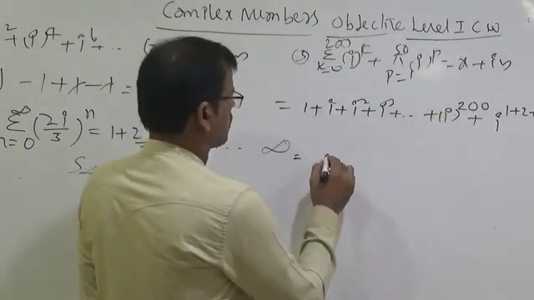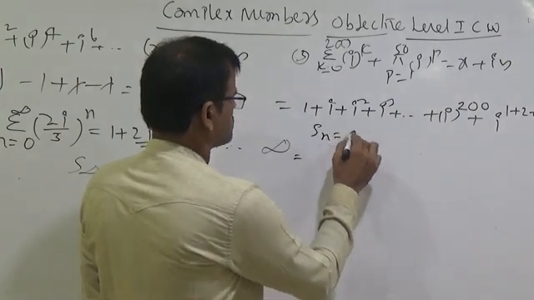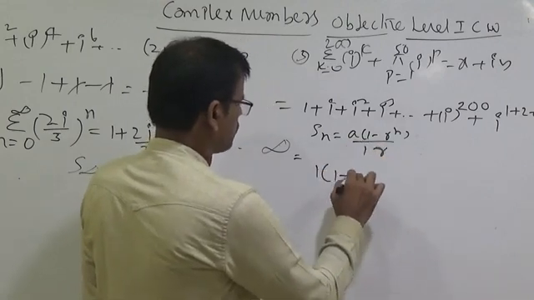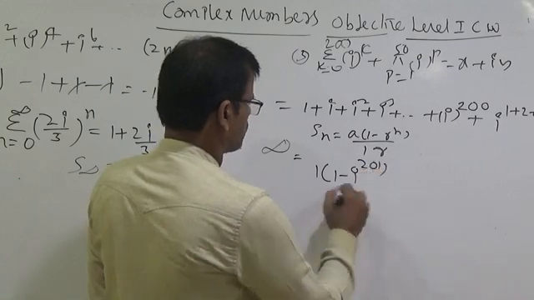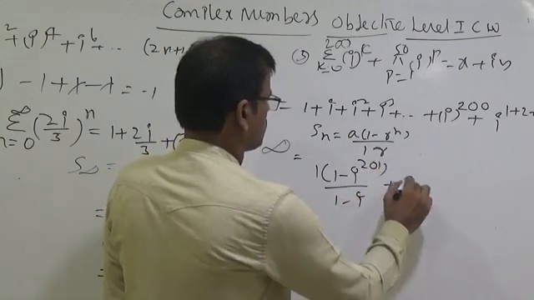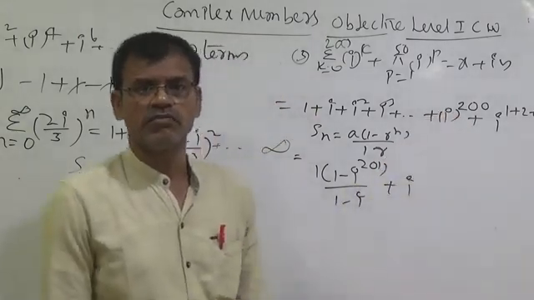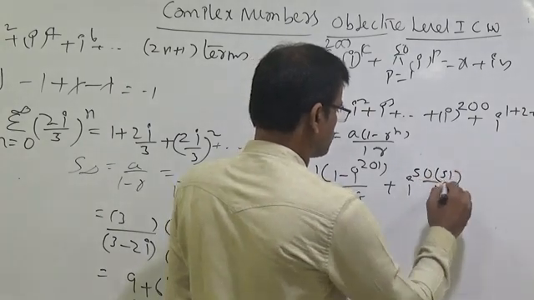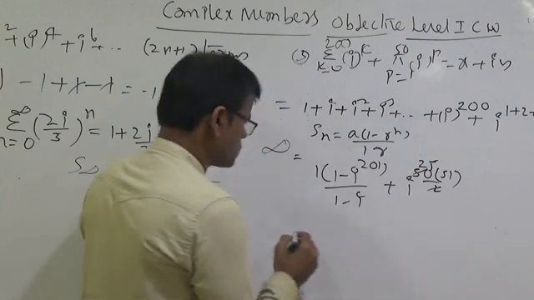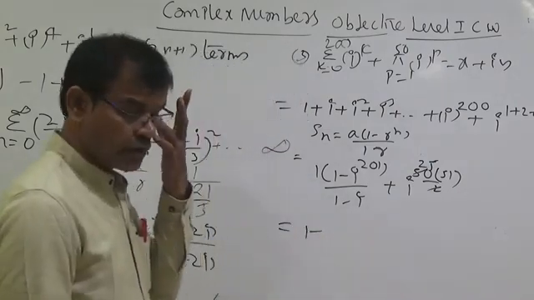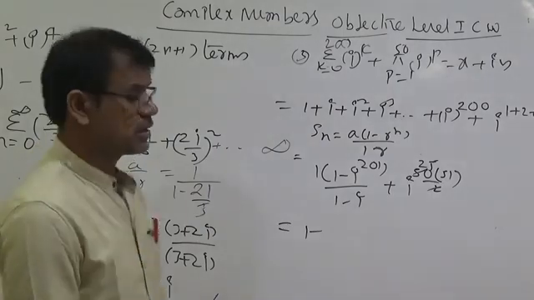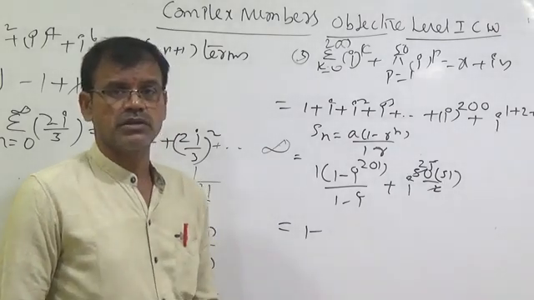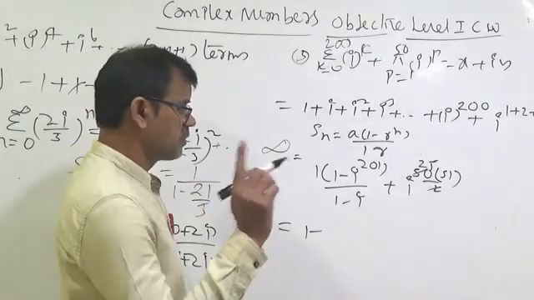So that is equal to, write the formula Sn is equal to a into (1 minus r power n) by 1 minus r. So 1 into (1 minus i) whole power 201 by 1 minus i, plus i power, this is 1 plus 2 plus 3 plus so on until 50. So we can understand this is 50 into 51 by 2. 2 dividing 25 times, 1 minus i whole power 201. i power 201 can be understood as i power 200 into i. i power 200 can be written as (i square) whole power 100. i square is equal to minus 1, (minus 1) whole power 100 becomes plus 1.